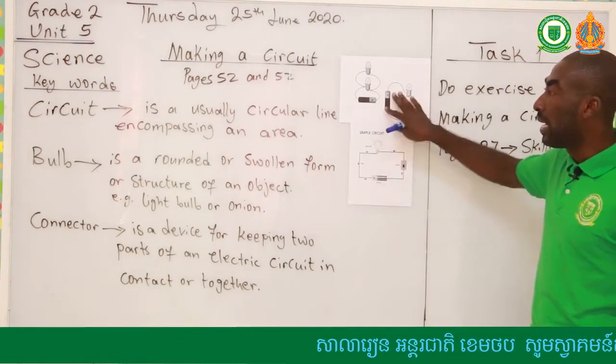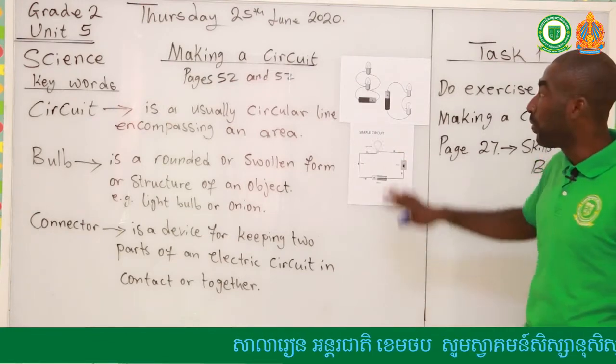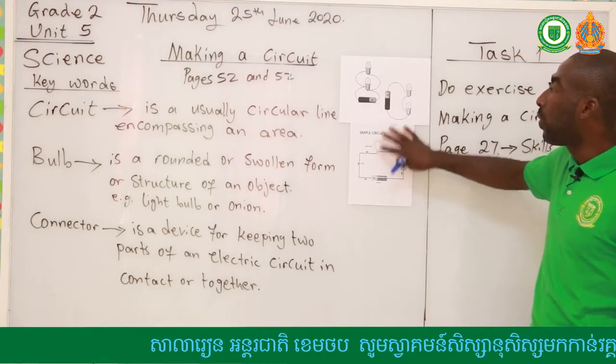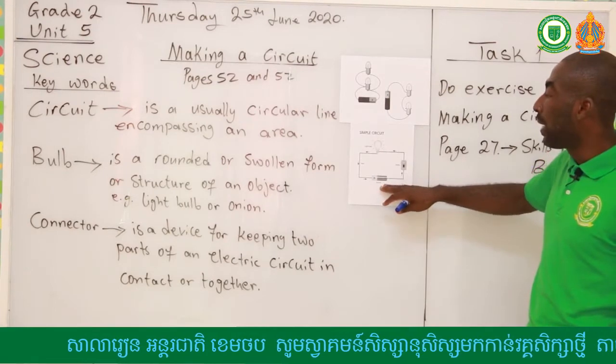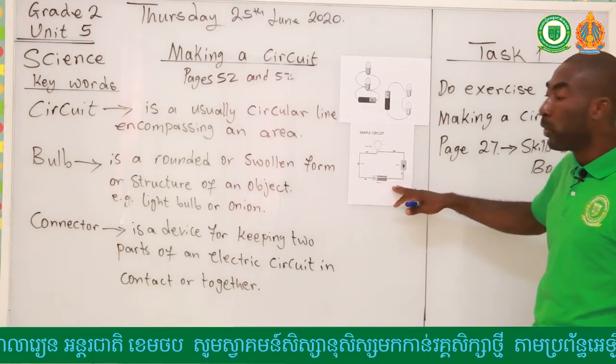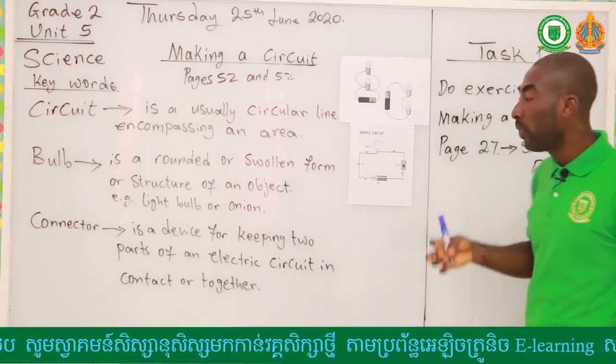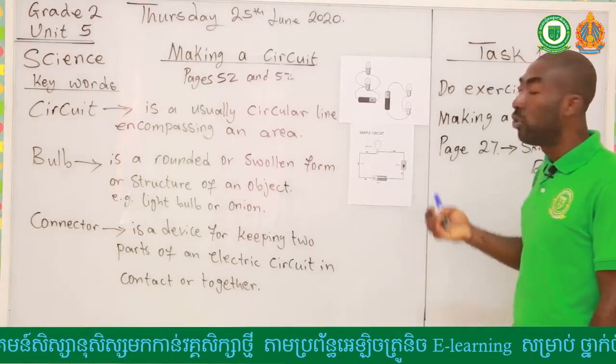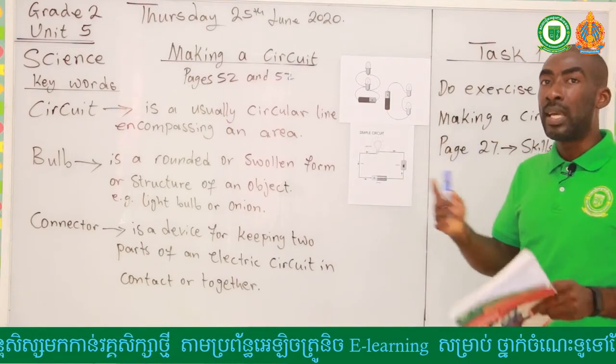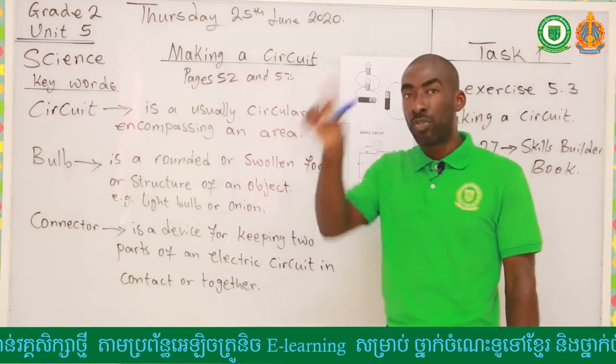This is an image of a circuit. When we say a circuit, this is how a circuit looks. The components are battery, cable, and your bulb. You need your battery, you need your wire, and then you need your bulb to complete a circuit. So it goes round like that.